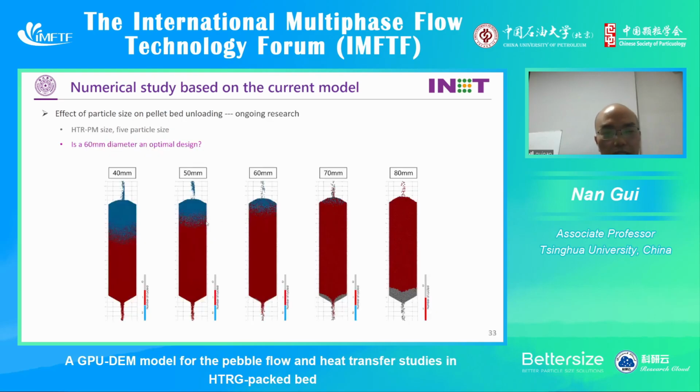Also, we use the program to simulate different pebble diameters. We use about 40 millimeters to 80 millimeters, to see which pebble diameter is best for the pebble flow inside. In actual reactors, it uses 60 millimeters.